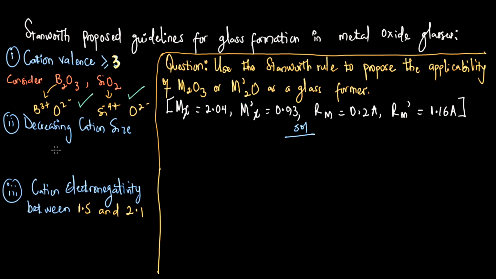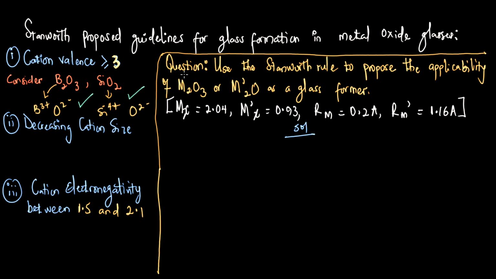Looking at the second point, decreasing cation size. This has to be obtained by experiment, but the point here is that the cation size must be low, right? Looking at the third point, cation electronegativity between 1.5 and 2.1. It's important to note that their cation electronegativity should be between these values.